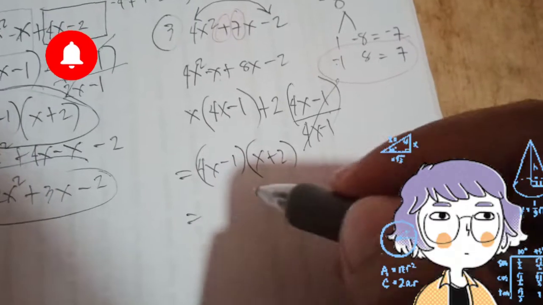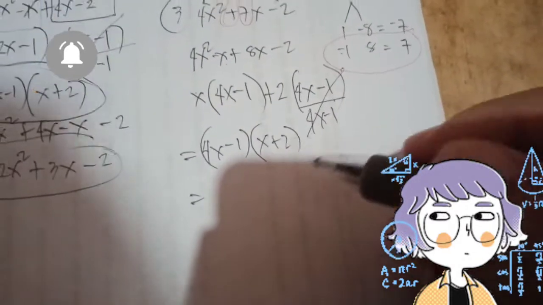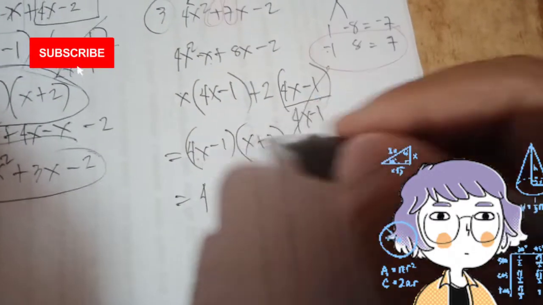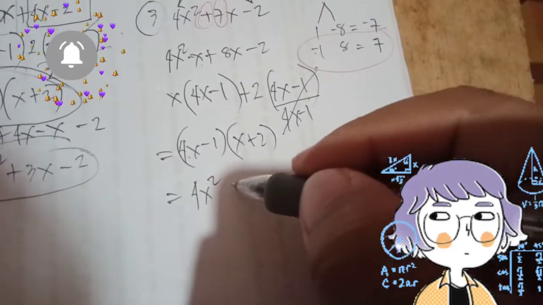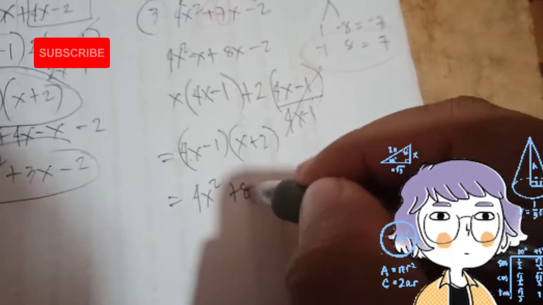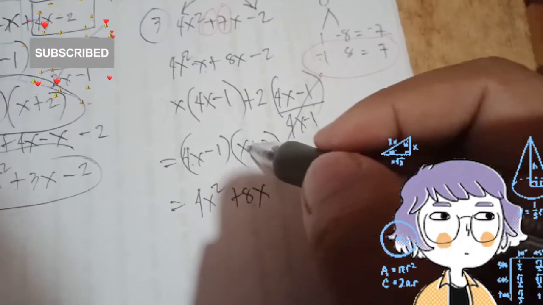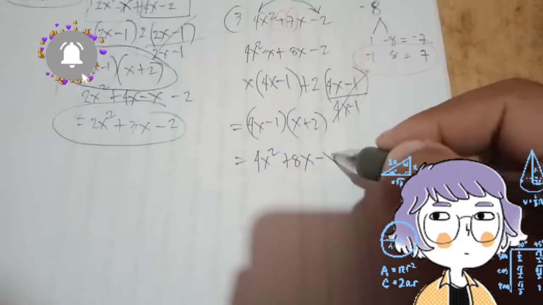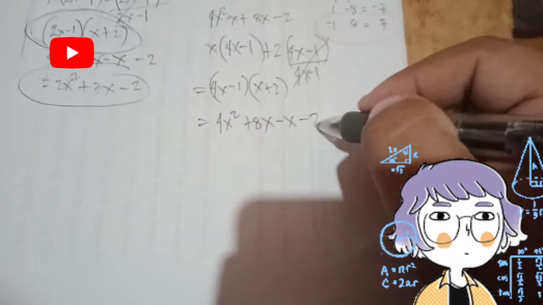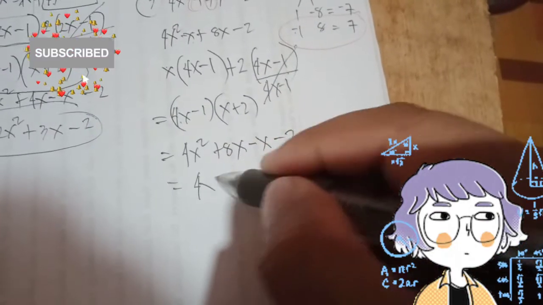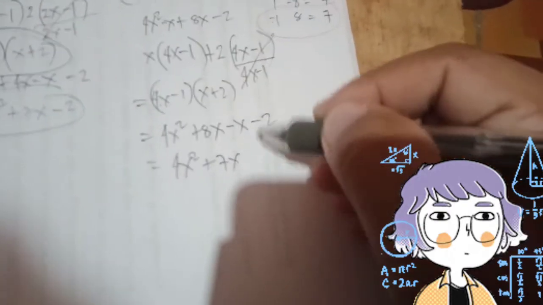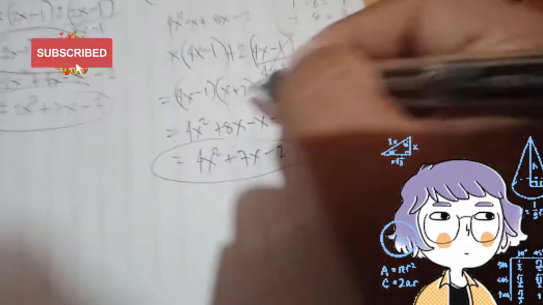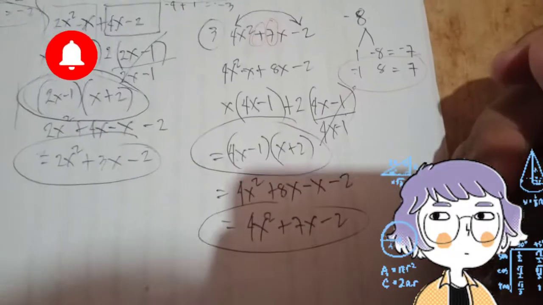Let's simplify to make sure the answer is correct. 4x times x is 4x squared. 4x times 2 is positive 8x. Negative 1 times x is negative x, and negative 1 times 2 is negative 2. Simplifying, 8x minus x is positive 7x, and copy the negative 2. Therefore, this answer is correct.